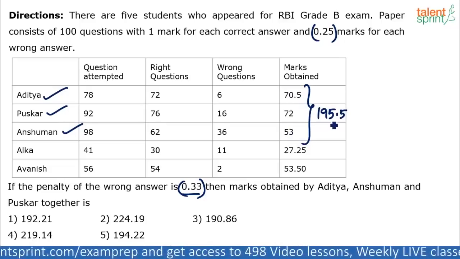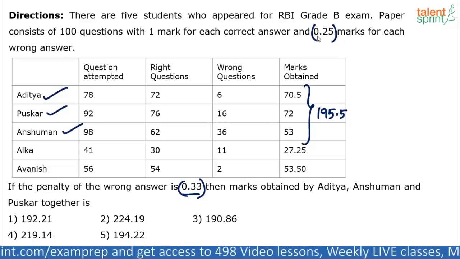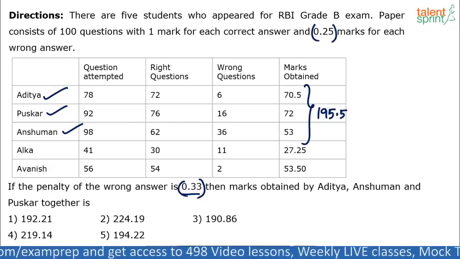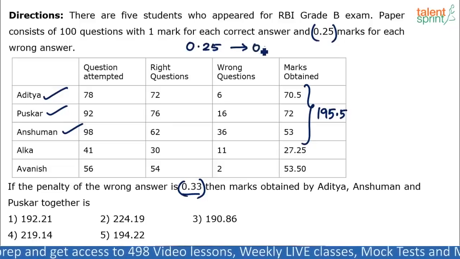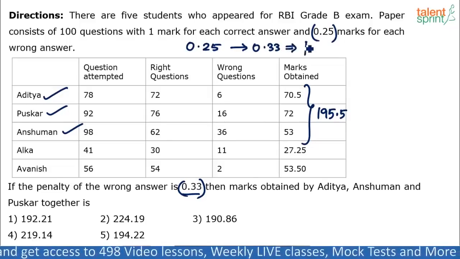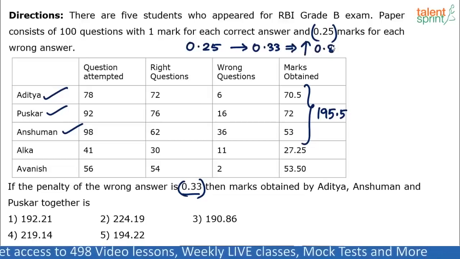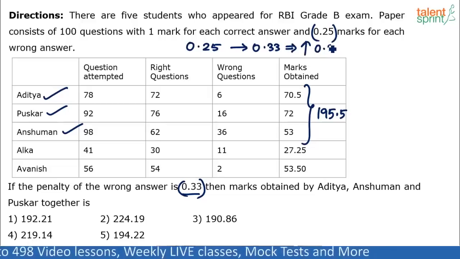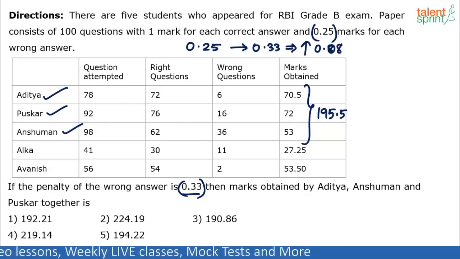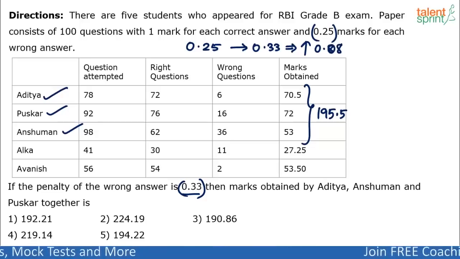And then 0.5, 195.5. Remember that the penalty has increased now. It was 0.25 earlier. Now it is 0.33. The penalty has increased by how much? From 0.25, it has become 0.33, which implies it has increased by 0.08. Your negative marking has increased by 0.08. Yes or no? The penalty has increased by 0.08 marks.